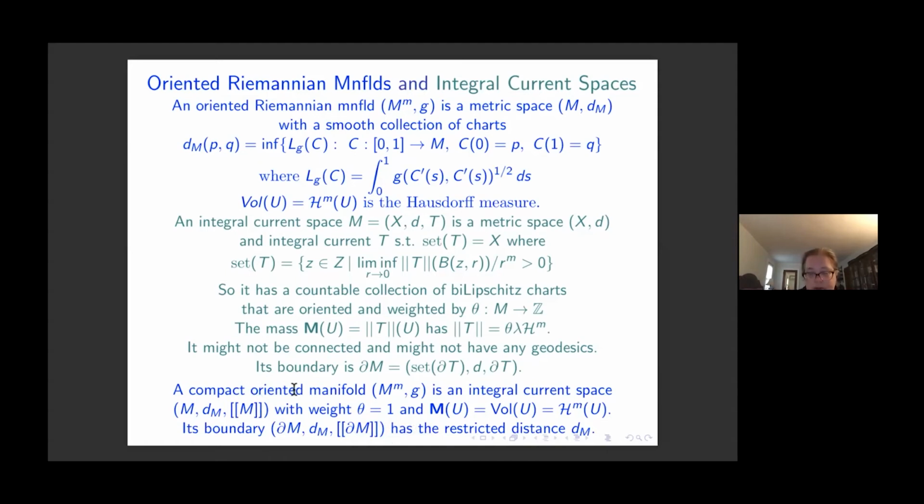When I say oriented here, I just want to emphasize again, there's a distinction between the manifold and its opposite orientation. They are two different integral current spaces.